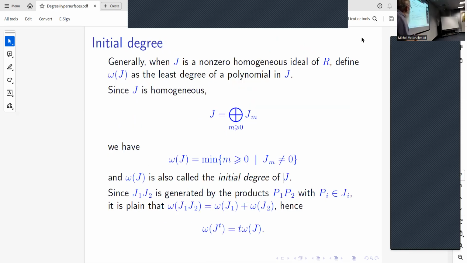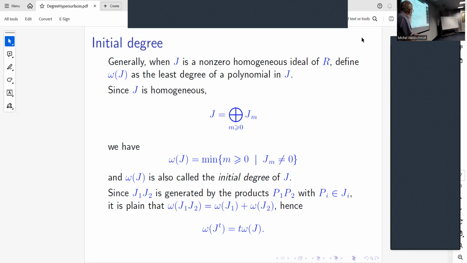In general, when you have a homogeneous ideal, you can decompose it into homogeneous components, J_n, and omega of J is the minimum of n such that J_n is not zero. This is called the initial degree. It's interesting that I used the letter omega, which is the last letter of the alphabet, and now in commutative algebra they use alpha, which is the first letter of the alphabet. So here it's omega of J, but very often the initial degree is called alpha.